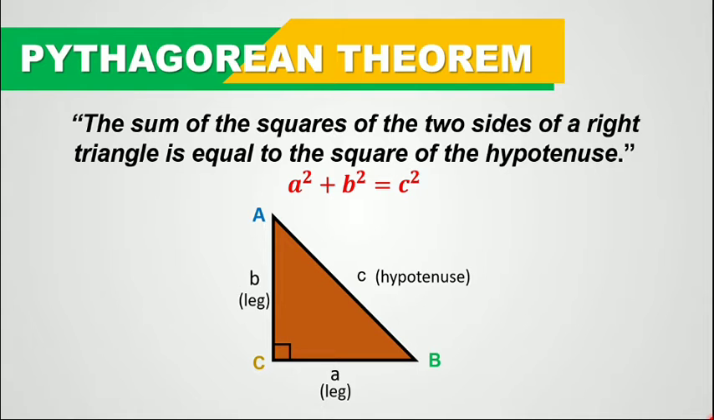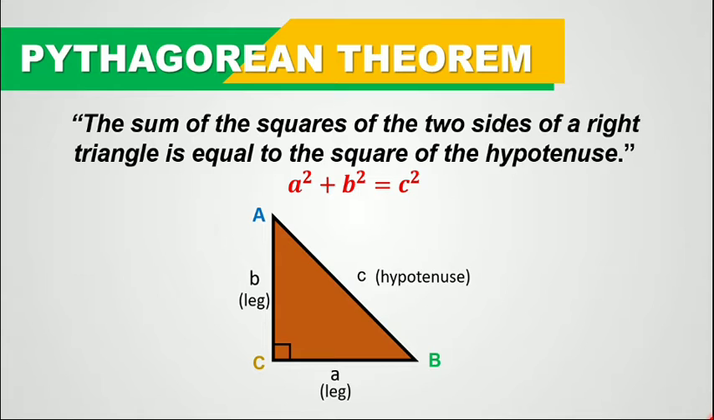Now, according to this theorem, if we square A and B, so if we square these two sides and add them, that would be equal to the square of the longest side or the hypotenuse. So that is why a squared plus b squared equals c squared.